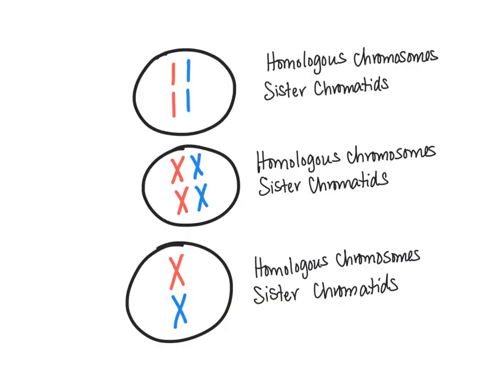So let's take a look at some possible combinations of chromosomes and cells to help you understand the difference between homologous chromosomes and sister chromatids. You may want to pause this video and see if you can figure out which of these cells have homologous chromosomes present and which ones have sister chromatids present. And remember that it's possible for a cell to have both homologous chromosomes and sister chromatids present at the same time. So those two terms are not mutually exclusive.